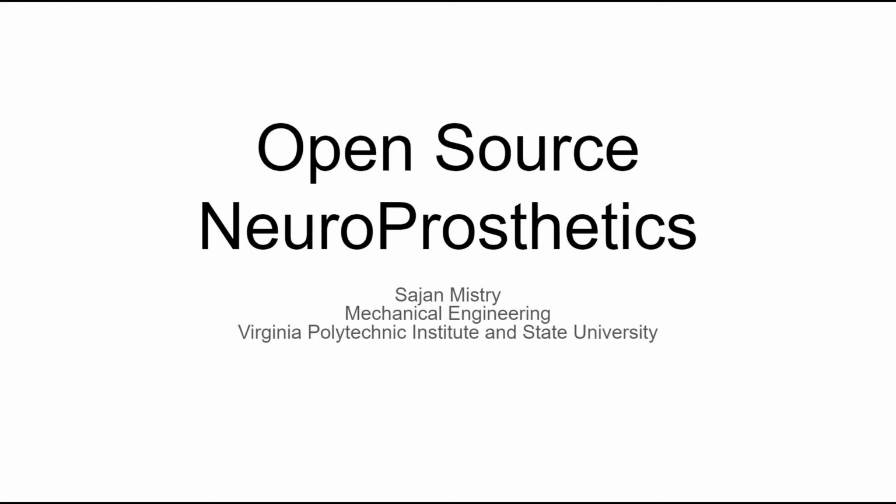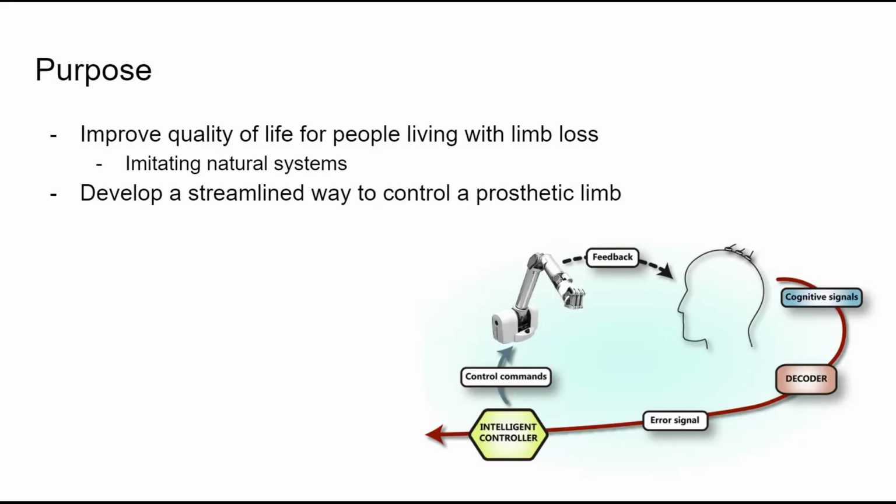Hey everyone, my name is Sajin, and I'm going to be walking you through my research for this semester into open source neuroprosthetics. So the purpose of this project was essentially to make an advancement into the field of neuroprosthetics, which is essentially controlling a prosthetic hand with brainwaves. And in doing so, we can help improve the lives and the mobility of people living with limb loss.